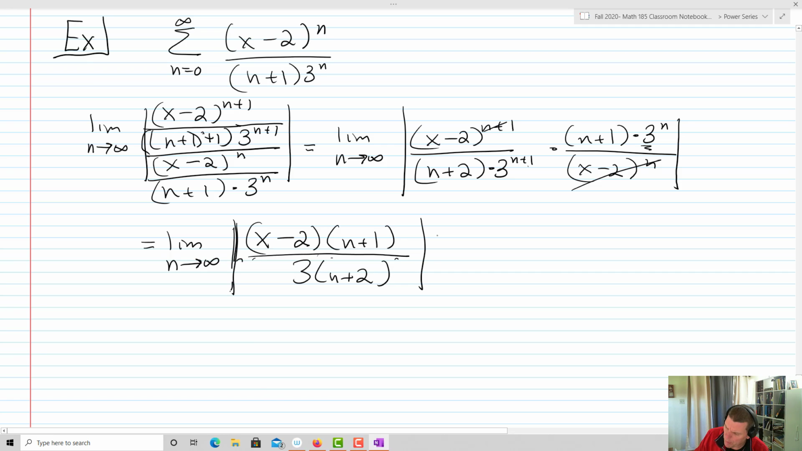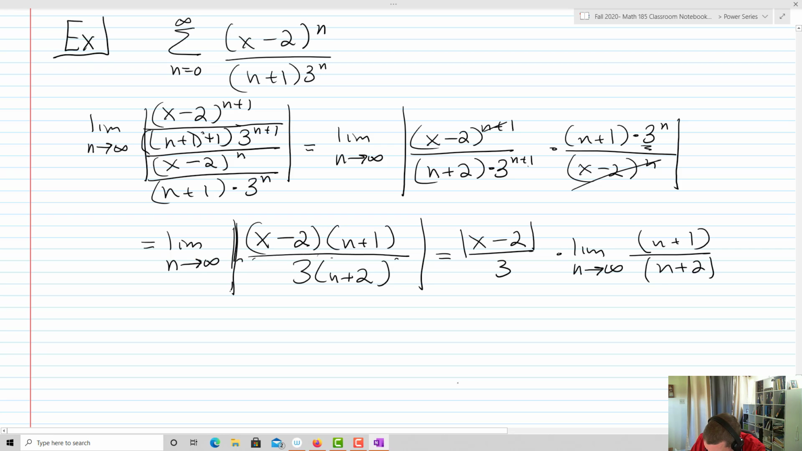And so now what we want to do is analyze this and ask ourselves, what happens when we take that limit as n approaches infinity? Well, the first thing I can do is pull out the absolute value of x minus 2 divided by 3, times the limit as n approaches infinity of (n plus 1) over (n plus 2). And we'll just take it as proven that that limit equals 1. So we get the absolute value of x minus 2 divided by 3, times 1.